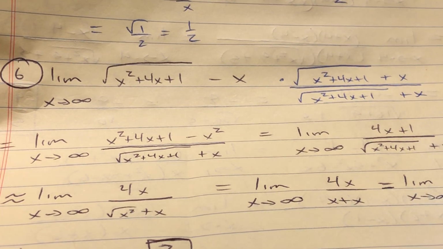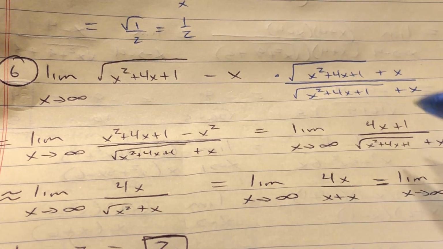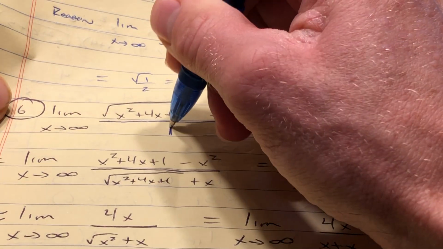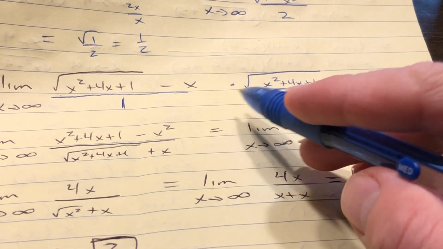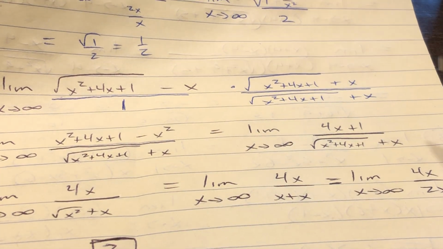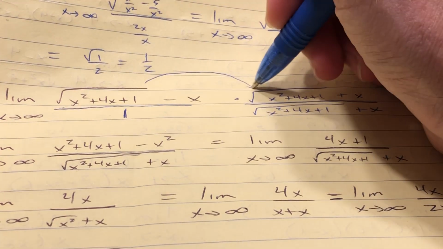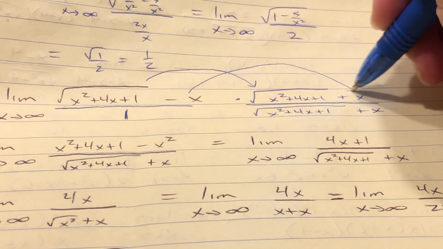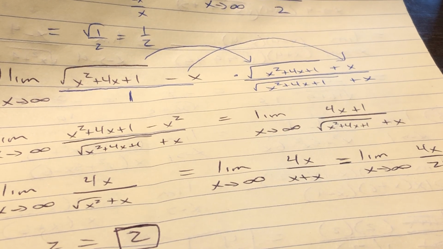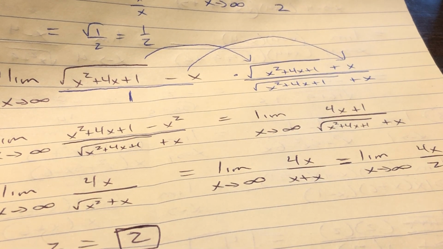Done. No, no, no. Multiply top and bottom, what? Well, now there is a bottom. Multiply top and bottom by the square root of x squared plus 4x plus 1 plus x, the conjugate. When I multiply conjugates, I just need to do the first and last part of FOIL. So x squared plus 4x plus 1 minus x squared. All right?